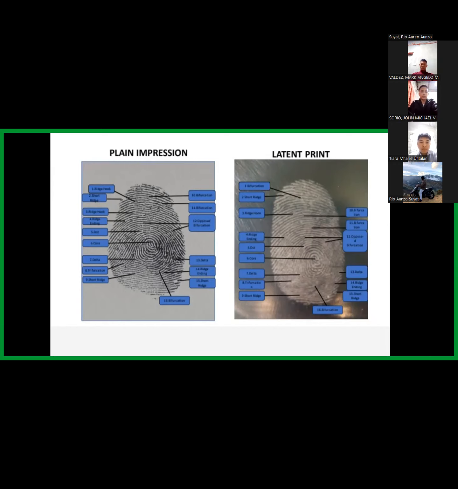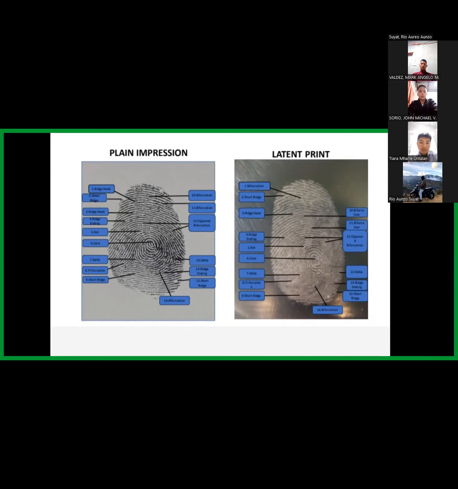Question number 9. What is the ink impression? It refers to the method of capturing a person's fingerprint using ink and typically a fingerprint card on the paper. What is a latent print? It refers to the hidden, invisible impression left behind by the friction ridge of the human skin on a surface.